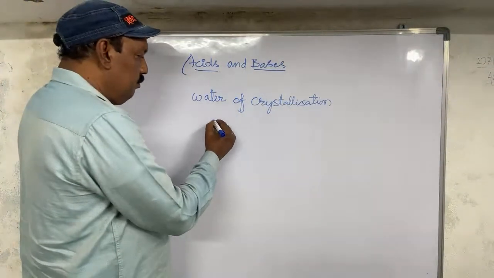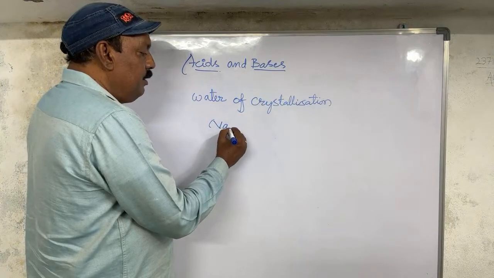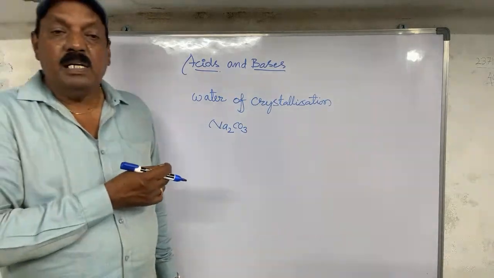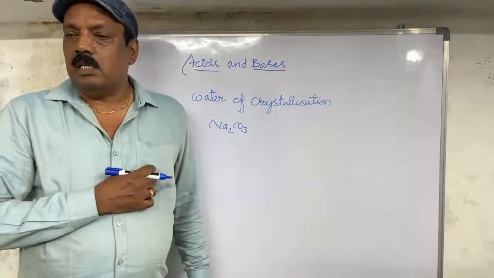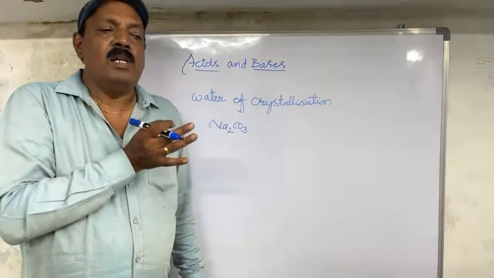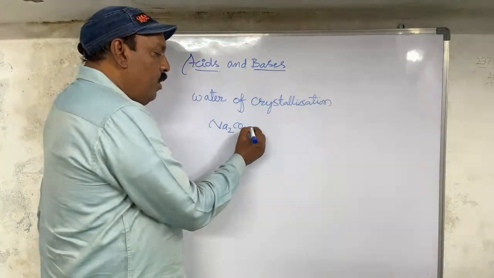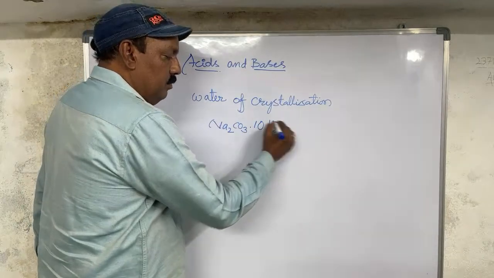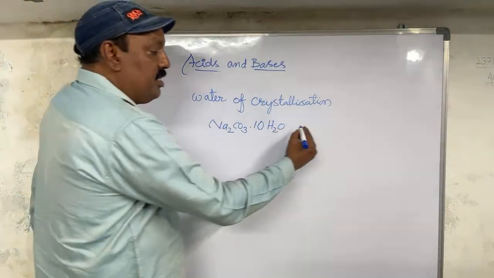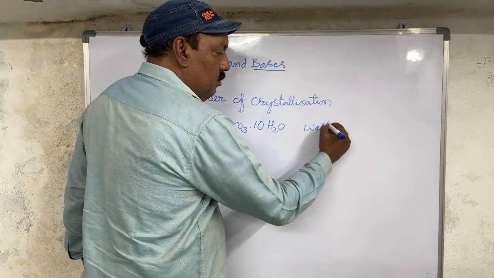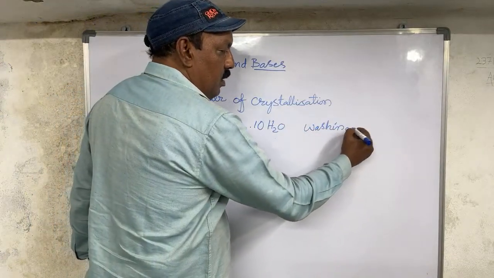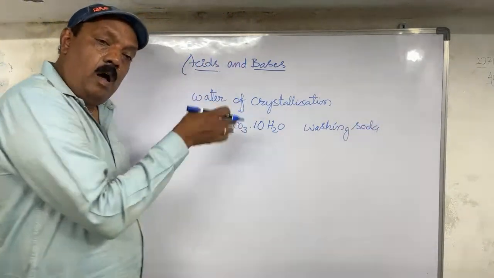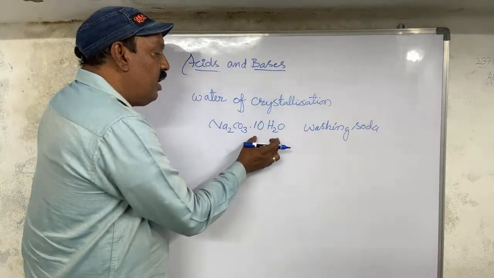For example, here Na2CO3. This is called sodium carbonate. Simply we call it sodium carbonate. But this is not water of crystallization. This is just one sodium compound. To this compound, we are adding 10 water molecules. Then it becomes washing soda. That means washing soda is a compound which contains 10 molecules of water.